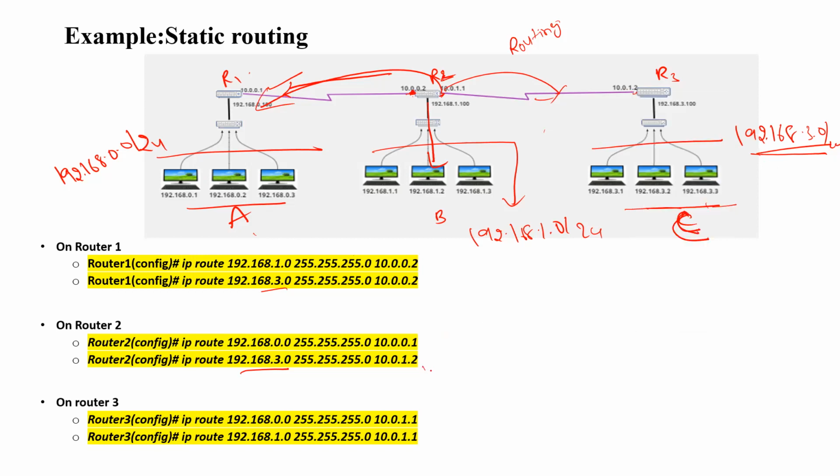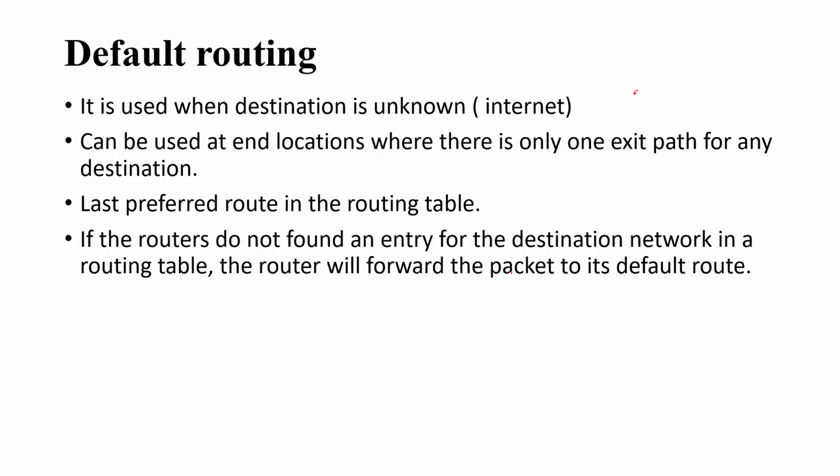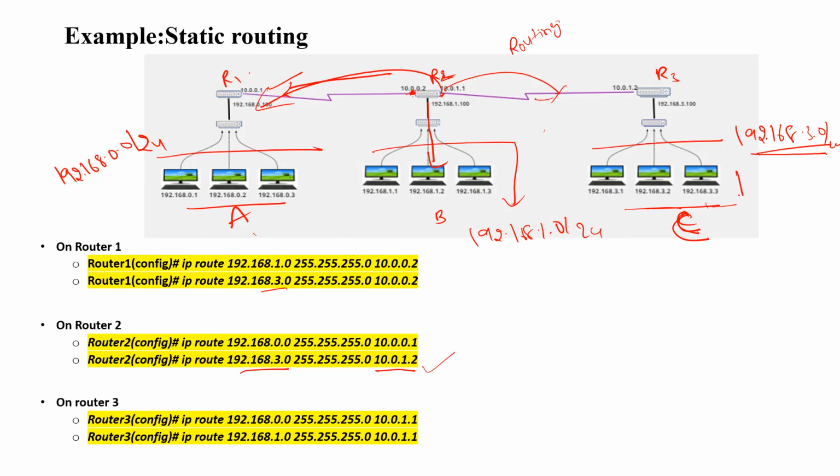See, if the destination subnet is 192.168.3.0, the next hop is 10.0.1.2. So it will check this routing table and it will come to R3, that is subnet C. Clear? Yes. This is about static routing.